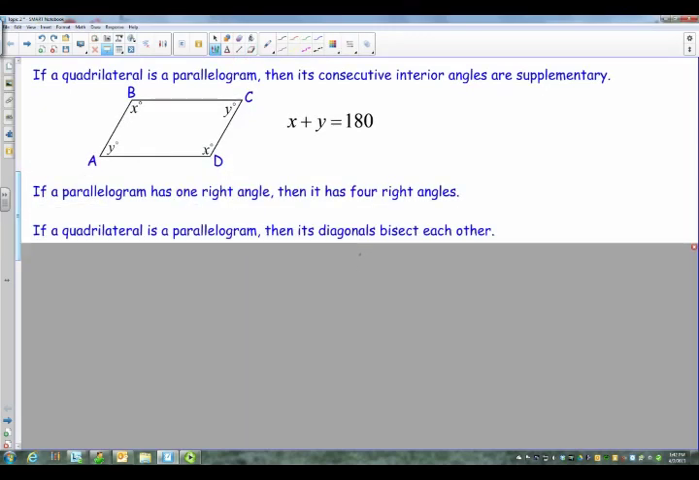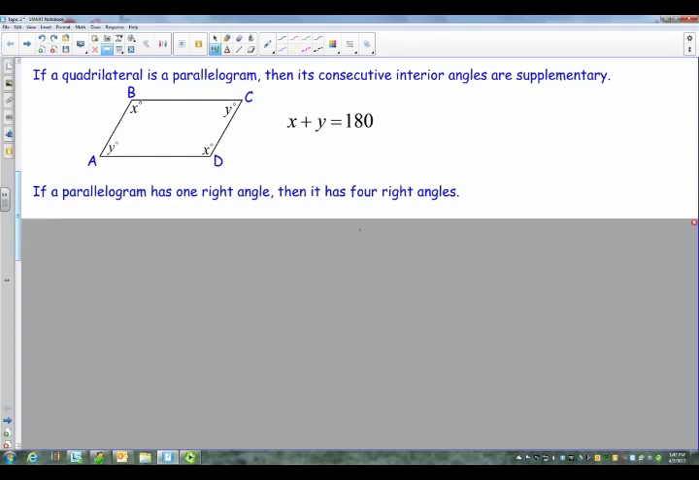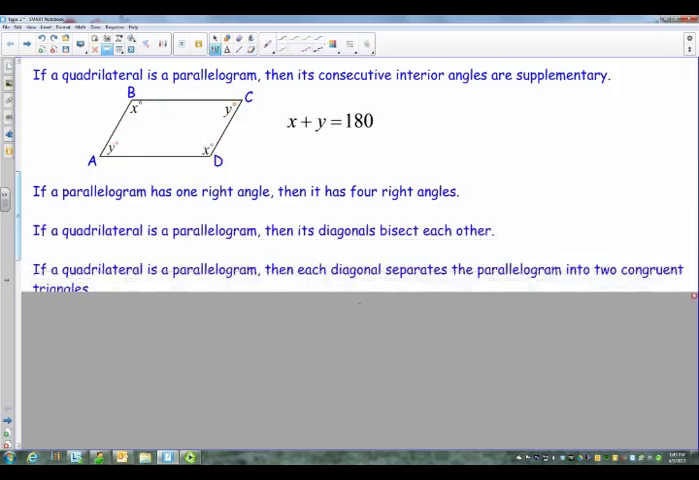Alright, the next one. If a parallelogram has one right angle, then it has four right angles. And the reason is the ones that are opposite have to be congruent. So if this were a right angle, and the picture does not do this justice, but if this were a right angle, that one would have to be a right angle. And since these two are consecutive interior, they add up to 180, and the only way that's possible is if that's 90, meaning this one would also have to be 90, and there's that. Now again, that picture does not show that the correct way, but that's what it's saying, based on the theorems we've already seen. Alright, next one.